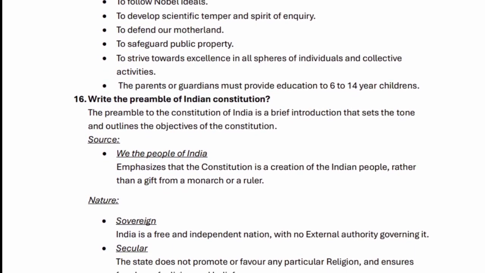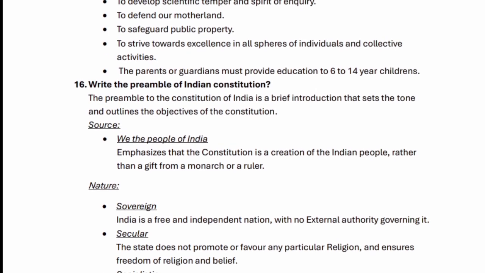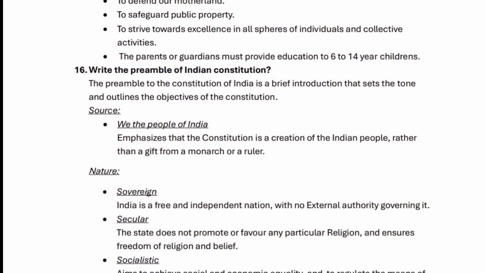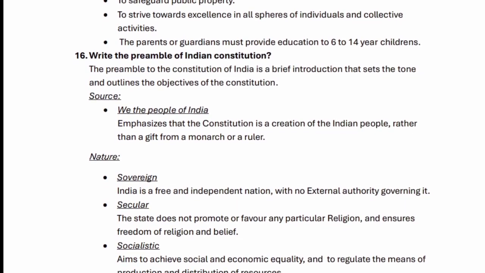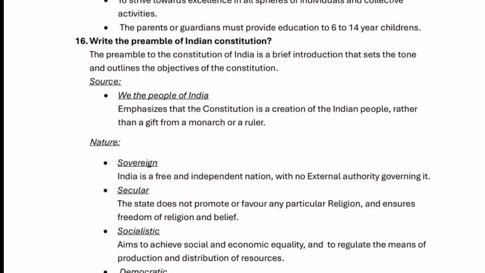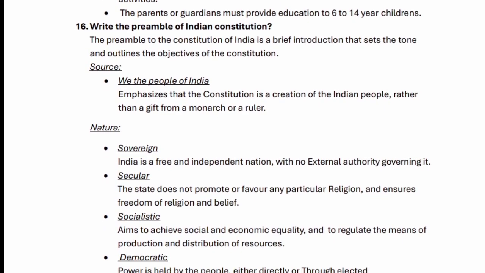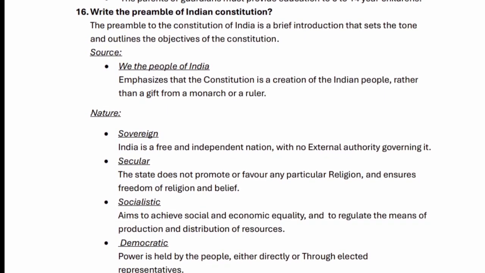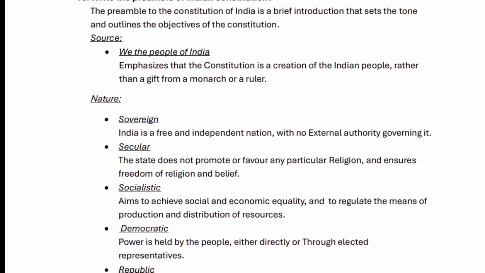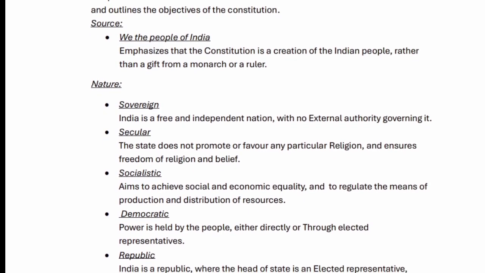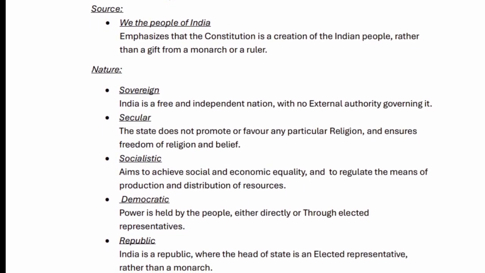16. Write the preamble of the Indian Constitution. The preamble to the Constitution of India is a brief introduction that sets the tone and outlines the objectives of the Constitution. Source: We the People of India. This emphasizes that the Constitution is a creation of the Indian people, rather than a gift from a monarch or a ruler. Nature: sovereign. India is a free and independent nation, with no external authority governing it. Secular: the state does not promote or favor any particular religion, and ensures freedom of religion and belief.